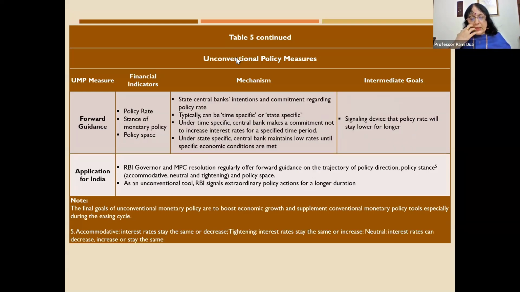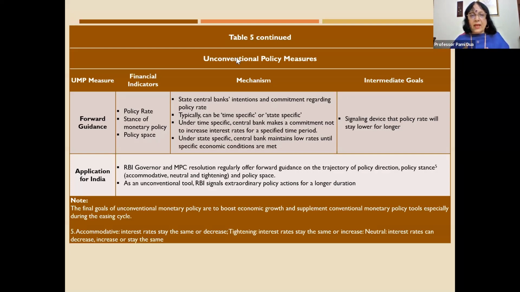Then another unconventional measure is forward guidance. Now, forward guidance is not always unconventional. Forward guidance is given routinely by a central bank. It states the intentions and commitments regarding the policy rate. The central bank always gives some idea that we are going to keep interest rates constant, or if you look at the MPC minutes, that growth is very important to us. But these are routine guidance.